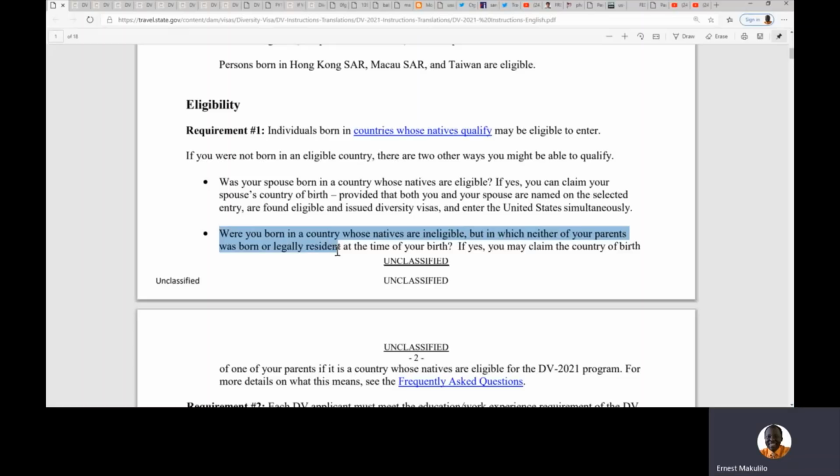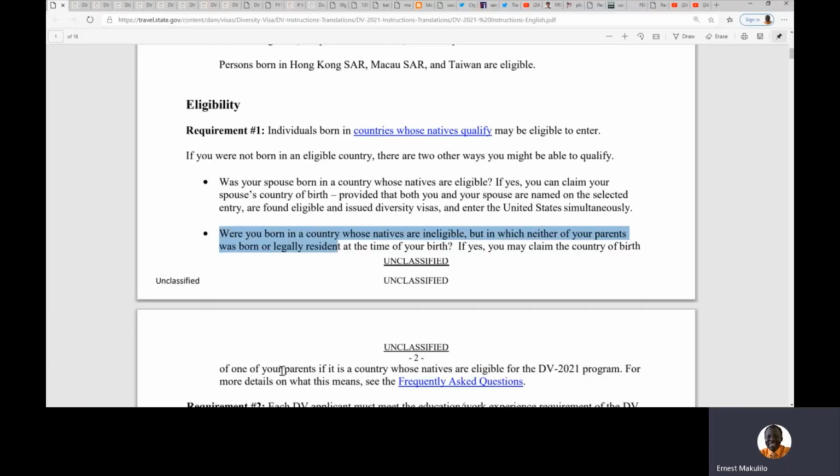This means, let's say, your parents moved from Nigeria to Kenya, and you were born in Kenya. But at the time you were born, your parents were not Kenyan citizens, they were still Nigerian citizens. So you can claim where your parents were from in that particular sense.